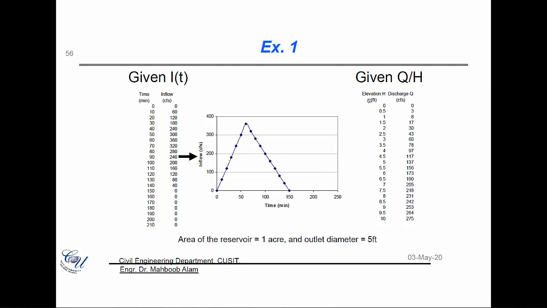We have been also provided with a stage discharge relationship. So for each discharge value, what is the elevation in the reservoir? This relationship is also known to us. This is also given to us, that if my elevation in the reservoir is 4.5 feet, then the discharge associated with it would be 117 cubic feet per second. Fine. So these two relationships are known.